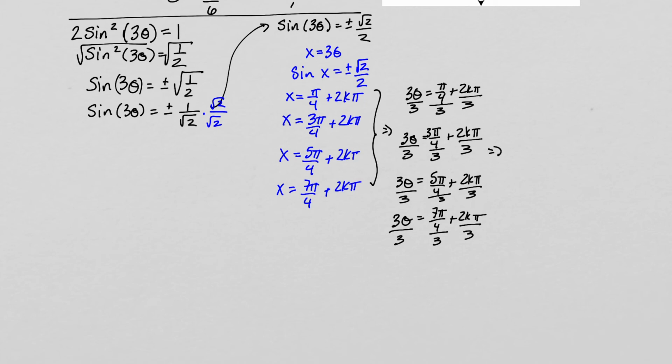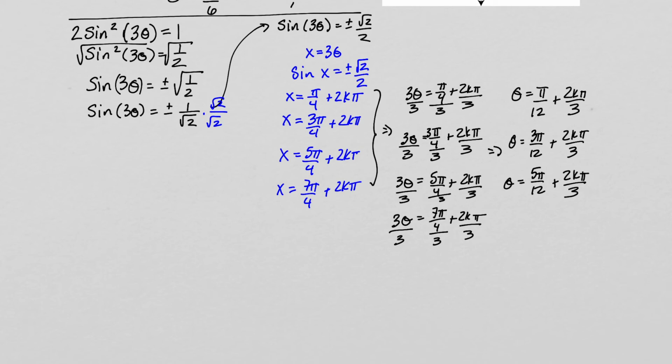So this is going to give me theta equals, so pi over 4 divided by 3 would be pi over 12 plus 2k pi over 3. Theta equals 3 pi over 12 plus 2k pi over 3. Theta equals 5 pi over 12 plus 2k pi over 3. And theta equals 7 pi over 12 plus 2k pi over 3.